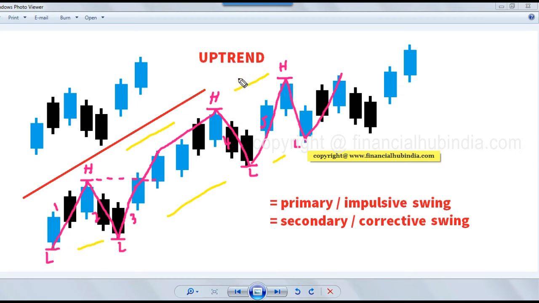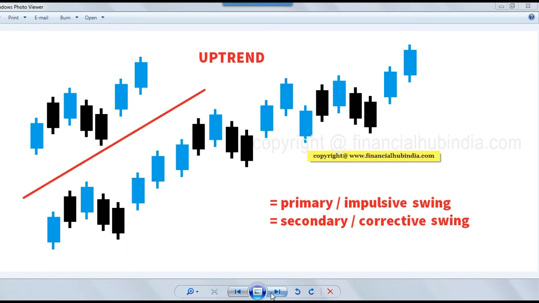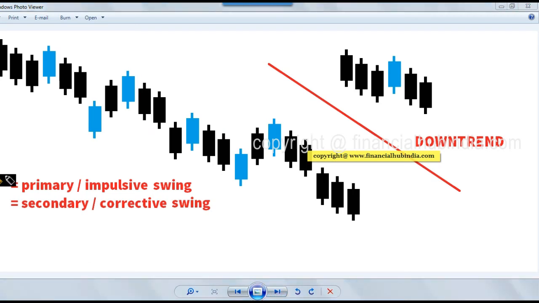So in an uptrend, this is a characteristic of an uptrend. In an uptrend, you will always see price making higher highs and higher lows. Alright, so remember this pattern. We'll be using it in future. Here you will have the opposite thing.